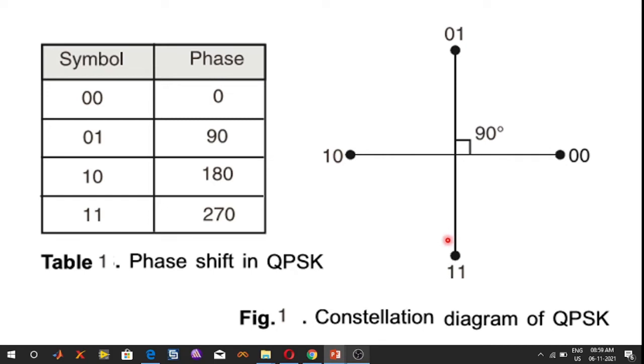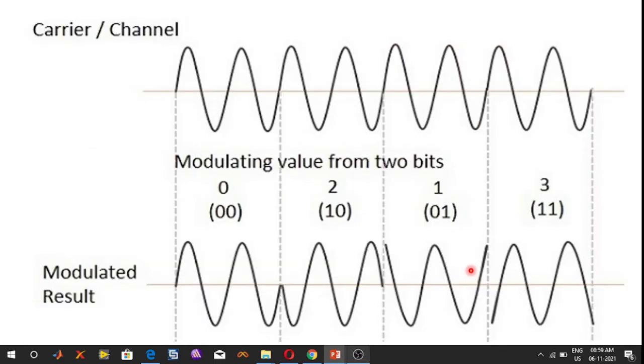And this is the phase shift in quadrature phase shift keying. And this is the constellation diagram of quadrature phase shift keying. And this is the 0 0 symbol, 0 1 symbol, 1 0, 1 1 symbol. And this is the carrier signal.